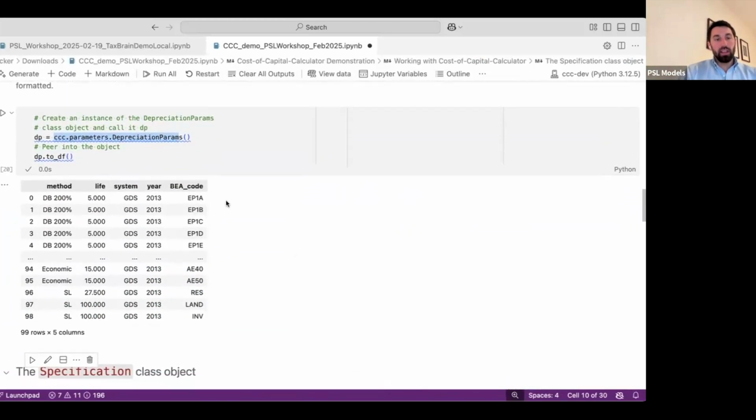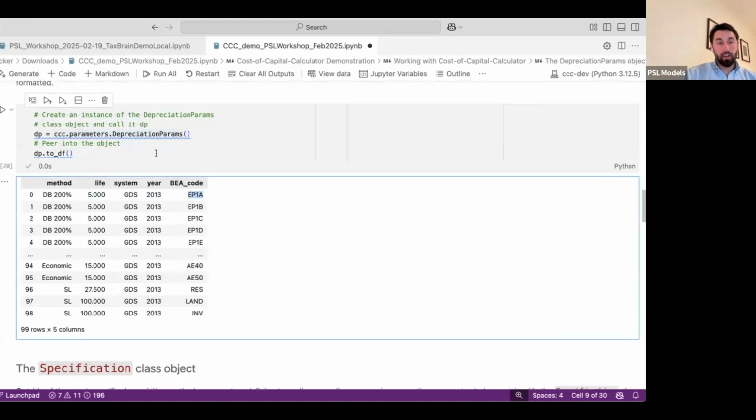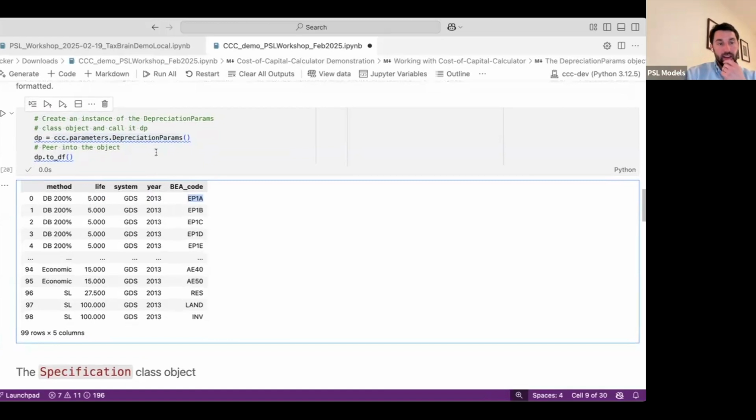And what that looks like is that's going to be the depreciation method and the life of the asset by year and by asset type. So we can have these methods vary by year, by asset type, and so on. So the method, life, and system can all vary by year and asset type. And that's all done in this depreciation parameters class object. So we just instantiated that here.